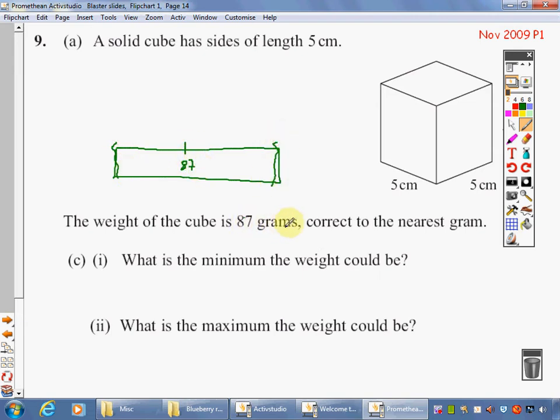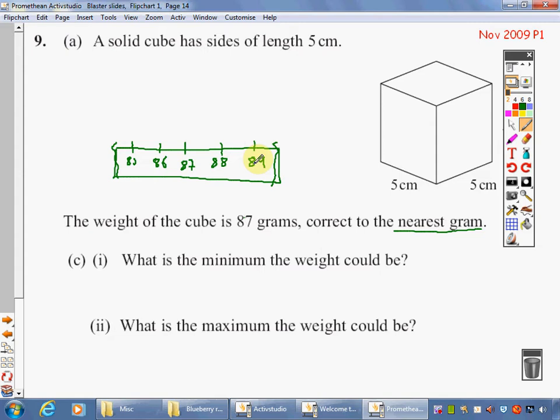You are counting in grams, so the next mark would be 88, 89. We're not doing it in 10 grams or 5 grams or 100 grams. The units we're measuring is to the nearest grams. So my ruler will go up in grams. It'll also go down in grams. 86, 85. And just having that picture in my head helps.